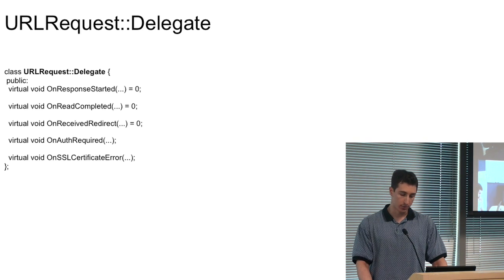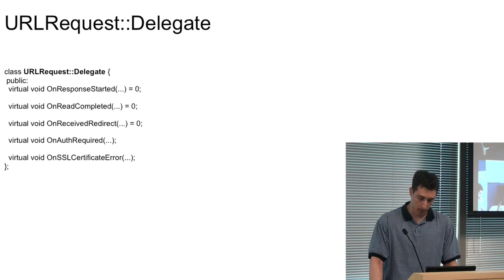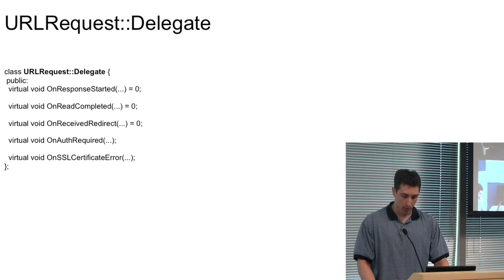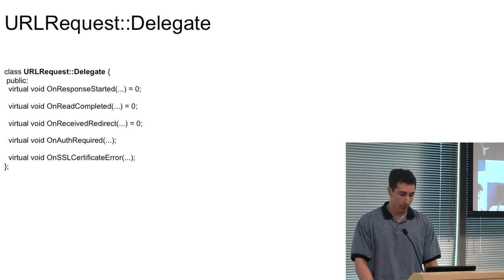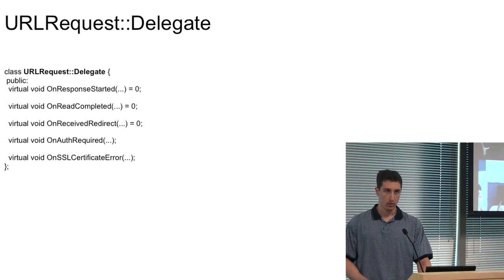So you specify essentially callbacks for when the response has started, or when the response has completed, when you get a redirect, when authentication is required. And so the URL request object, once you've constructed it, you just call start, and it begins issuing the stuff asynchronously, and your delegate will get called to notify those various events.